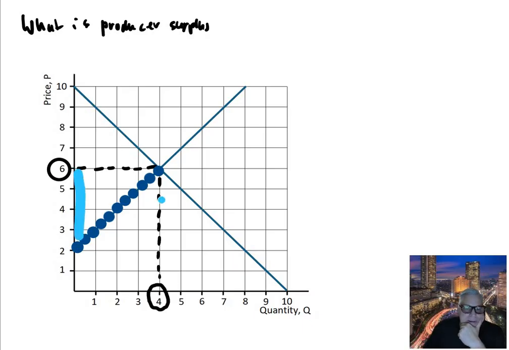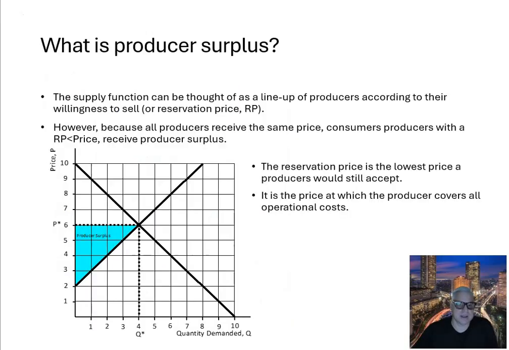So we can basically now fill this area below the market price and above the supply function all the way up to the equilibrium quantity, and that area will give us the producer surplus. Okay, so a little bit nicer, it looks like this. So again, here's the same blue area.